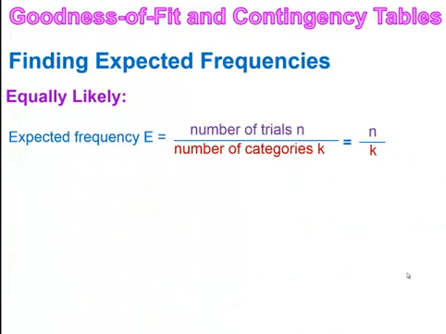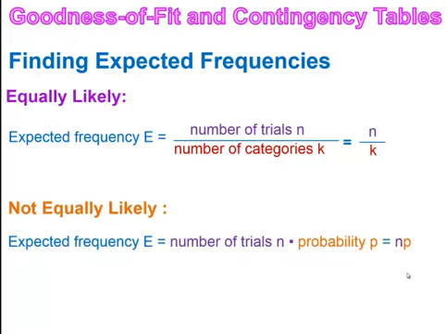So finding the expected frequency. In order to do the test, you're going to need the expected frequency. You're comparing the observed to the expected. So to find the expected, if you're given that it is equally likely, you're going to take the number of trials and divide it by the number of categories. So the sum of the frequencies divided by the number of categories will give us our expected frequency.